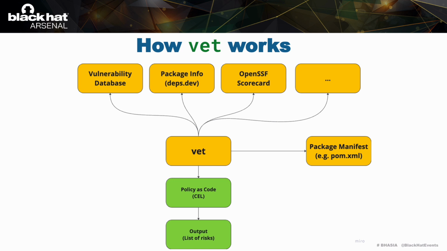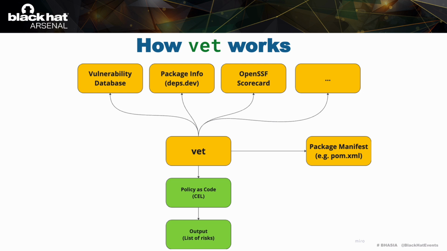VET was designed to not just look at vulnerabilities but think of component vetting as more of a data problem. So from VET's perspective, VET has multiple data sources such as the OSV vulnerability database, the deps.dev package information API, the OpenSSF scorecard, and package manager specific data sources. For example, specifically VET uses data source from the RubyGems database.